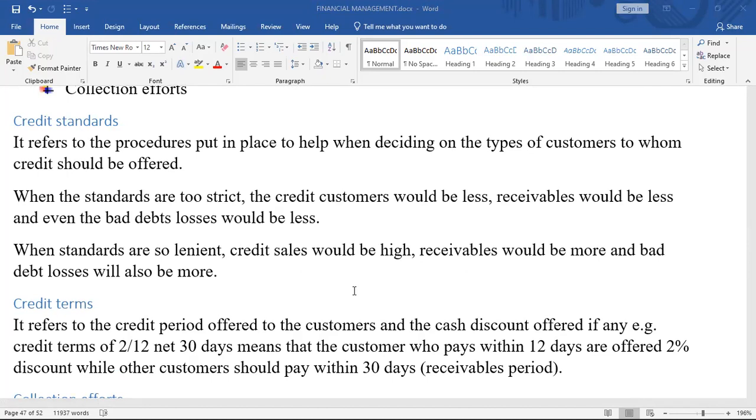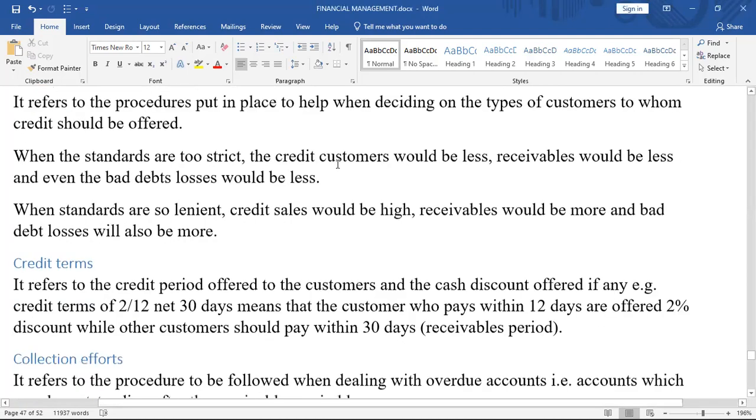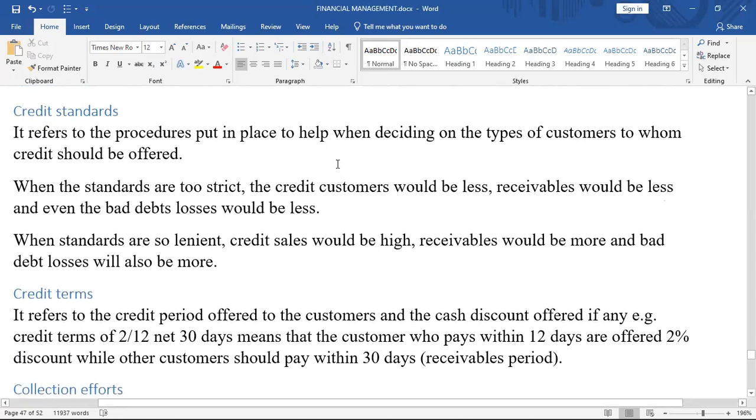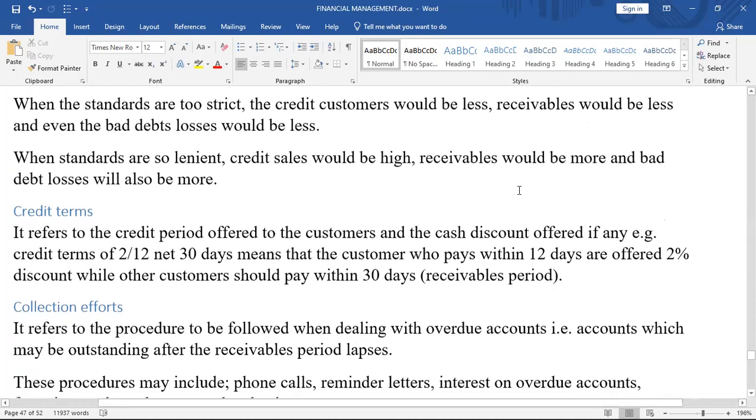Thank you. So I was saying that when the standards are too strict, the credit customers would be less, receivables would be less, and even the bad debt losses would be less. When the standards are so lenient, credit sales would be high, receivables would be more, and bad debt losses will also be more. That is why we need to put some strict measures within the organization so that the clients are in a position to understand the requirements of the organization. And when the standards are so lenient, that one we have already factored.